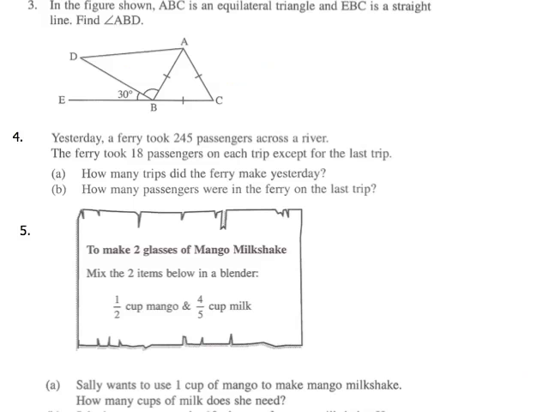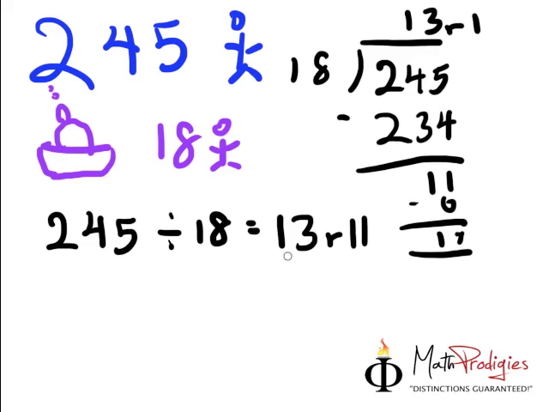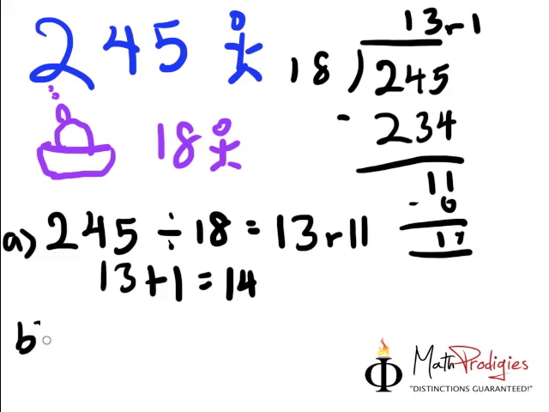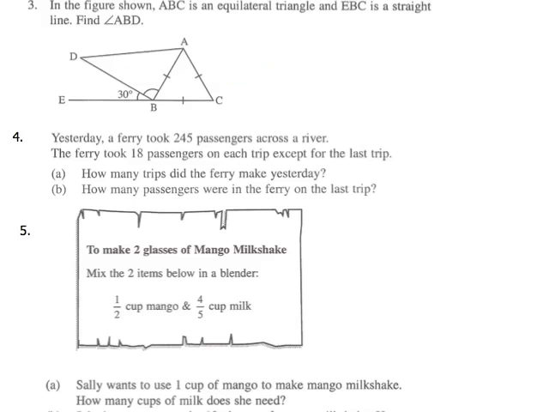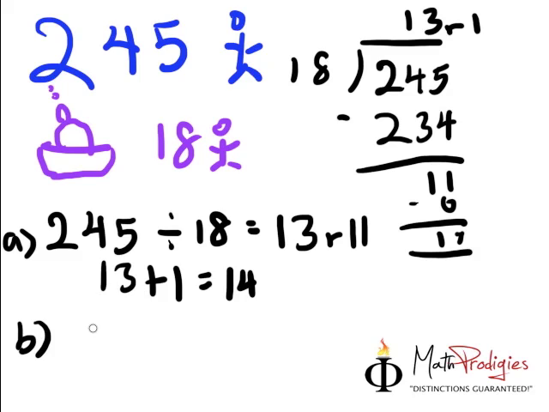So how many trips did it make? It made 13 plus another 1, because the last one, remember, is actually a trip, but just with fewer people. So 13 plus 1 gives you 14 for part A. The answer for part A is 14. And for part B, the question is asking how many passengers were in the ferry on the last trip. The answer is simply 11. Okay, so that's the answer.